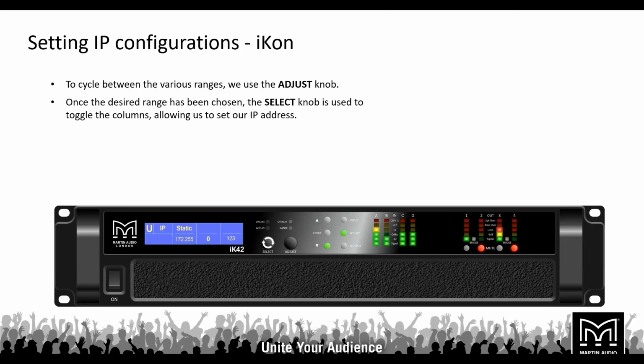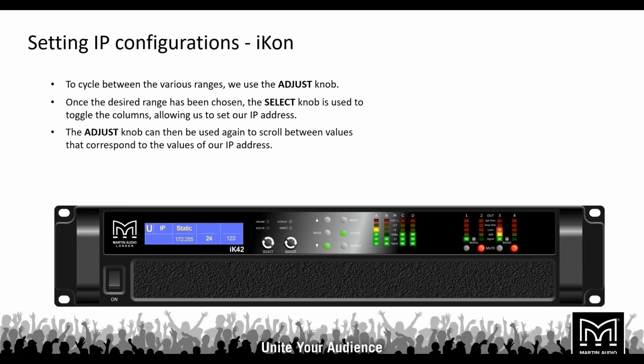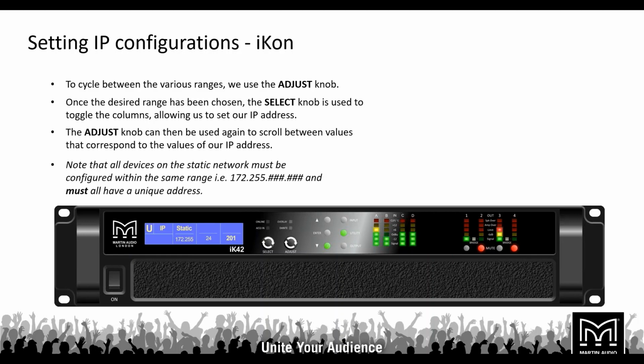And once the desired range has been chosen, we can select and move to the next column, allowing us to set our IP addresses as we need to. So of course, then it's a combination of using the select knob to choose your column and the adjust knob to change the IP address. So the important thing to note here is that all devices on a static network must be in the same range, and they must all have a unique address.